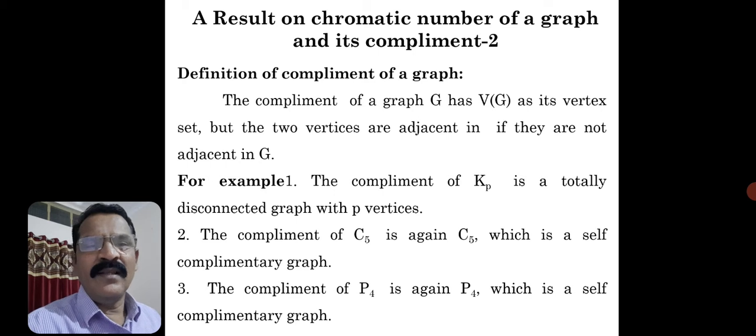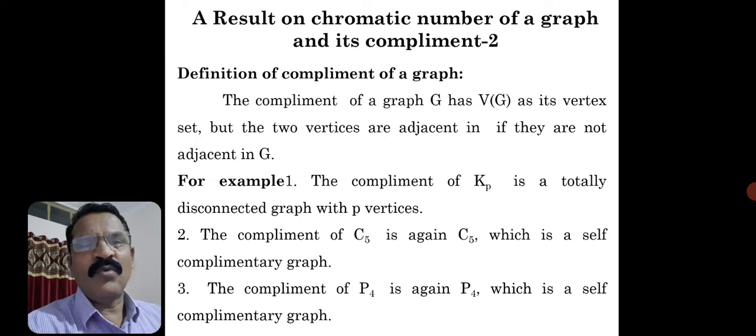Similarly, if I consider a path with four vertices and ask you to draw the complement, it contains the same number of vertices, four vertices only, but you will find that the complement of P4 is again isomorphic with P4 only. So P4 is also a self-complementary graph. That's why both C5 and P4 are self-complementary. It implies its complement is again isomorphic with the graph.